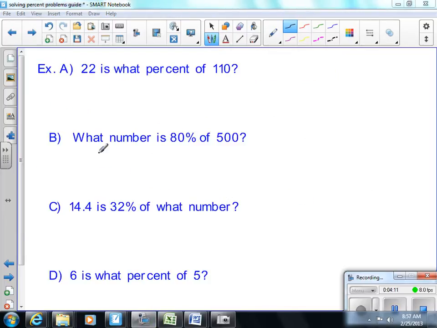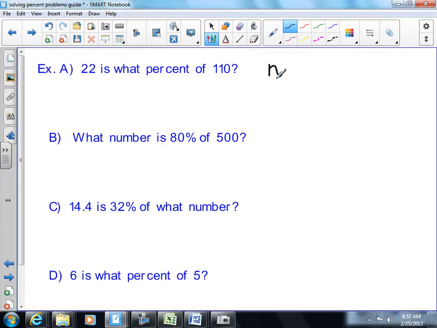Okay, let's take a look at some problems we're going to do together. 22 is what percent of 110? Now, the first thing I look at is, this is a percent problem. Do they give me the percent in this problem? No. So I'm going to have my N, which is the percent amount, over 100 is equal to, now I have to decide which one's my part and which one's my whole. Here's where the key word of comes into place. Whatever comes after the word of usually represents the whole.